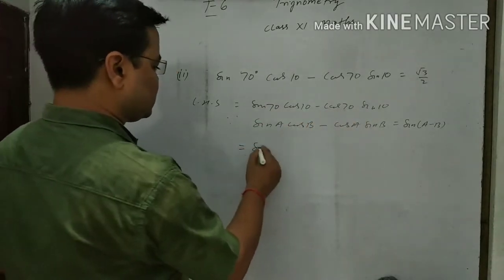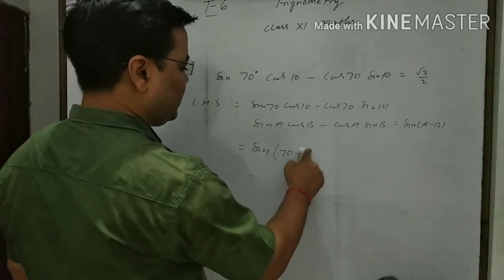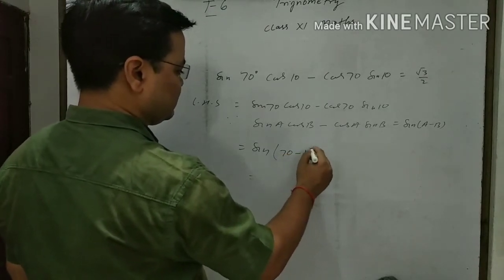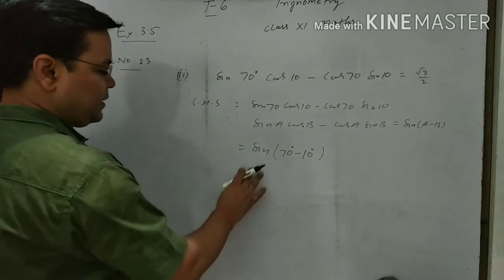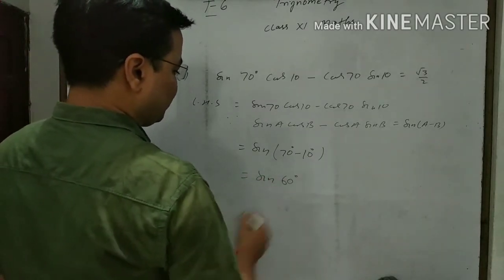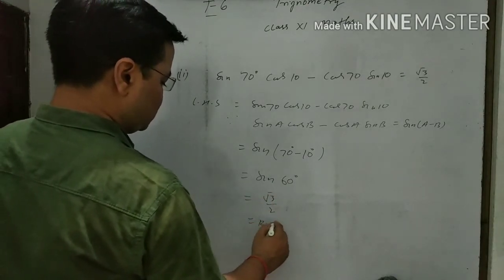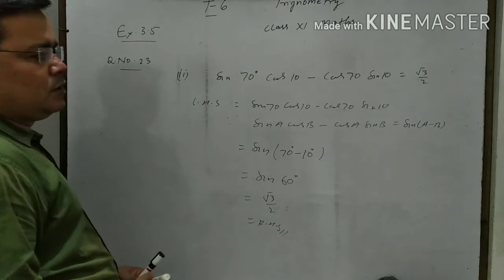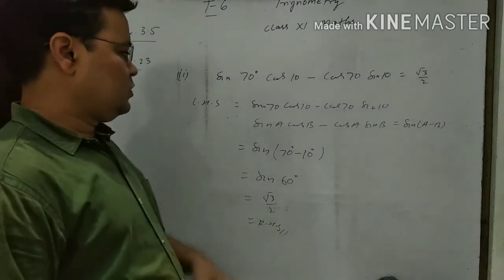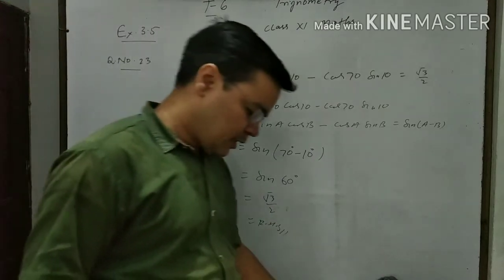Taking A as 70 and B as 10, it will be sin of 70 degree minus 10 degree. This is equal to sin 60 degree. And sin 60 degree is what? Under root 3 by 2. This is the right hand side of the question. In this way, we can find it. Very simple it is. Okay.